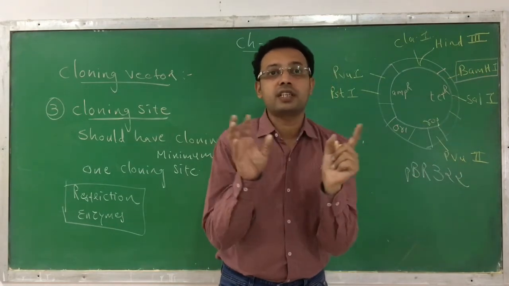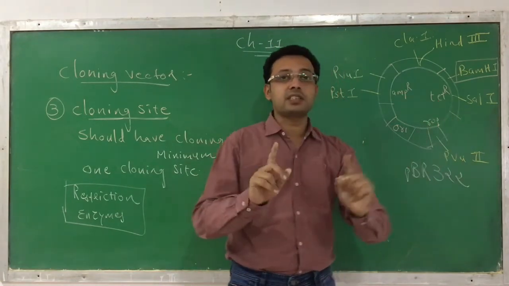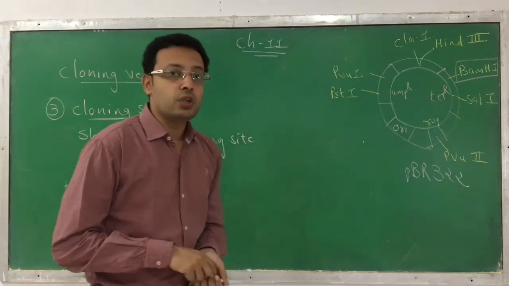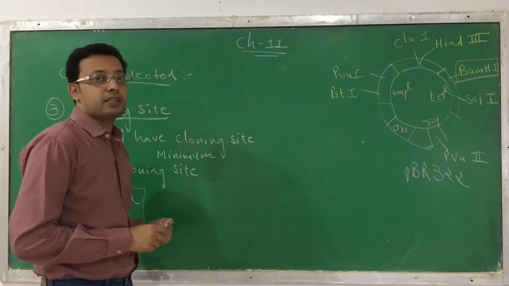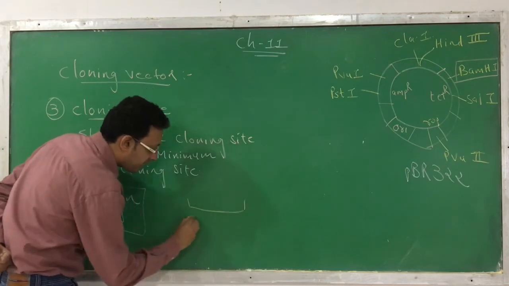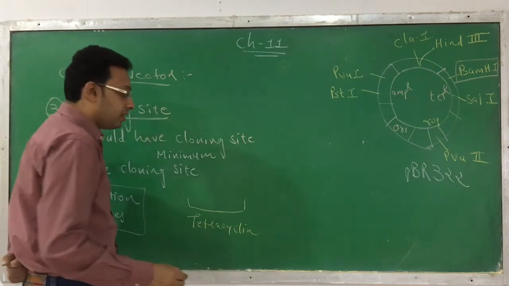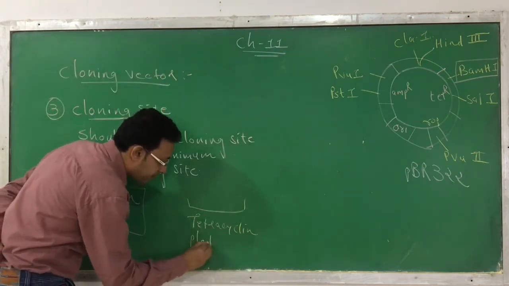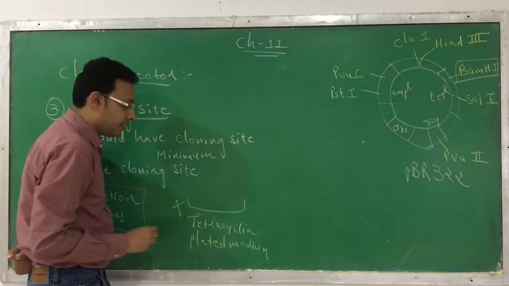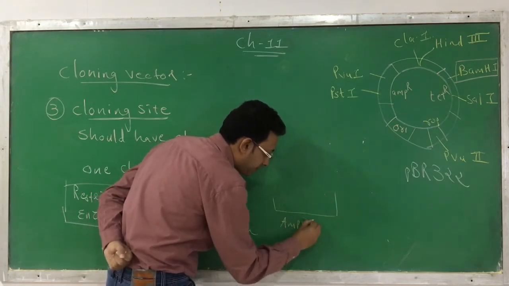So obviously its structure gets altered. When the structure gets altered, the tetracycline resistance is also changed. Now it can be affected by tetracycline. So this acts as a selectable marker. Due to this, the bacteria can be killed on a tetracycline plated medium. It's killed by the tetracycline plated medium. I am showing the sign for killed, but it is not killed on an ampicillin plated medium.